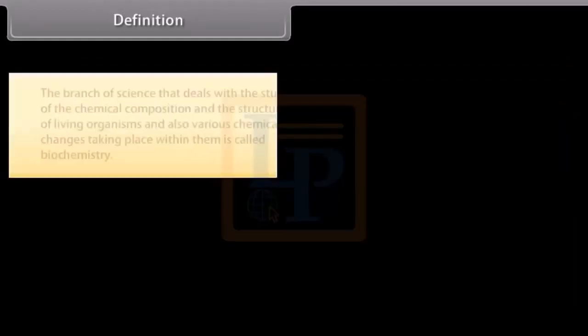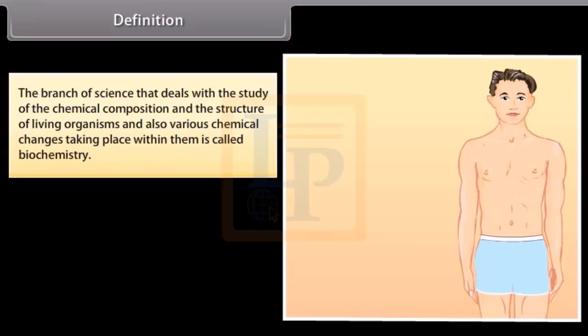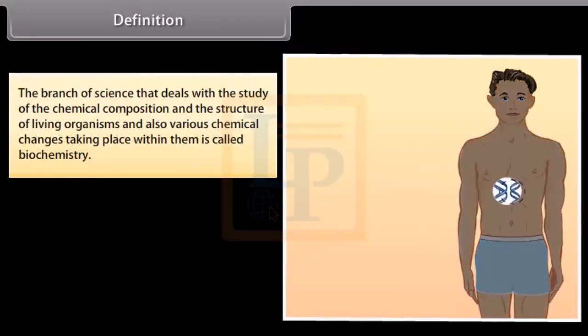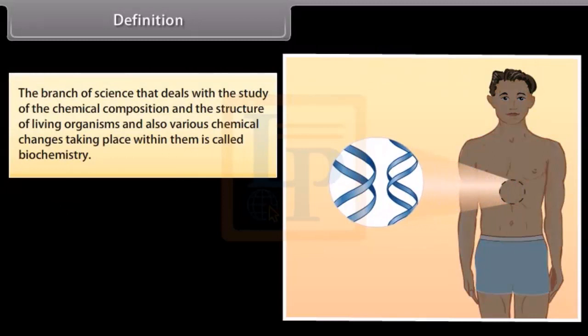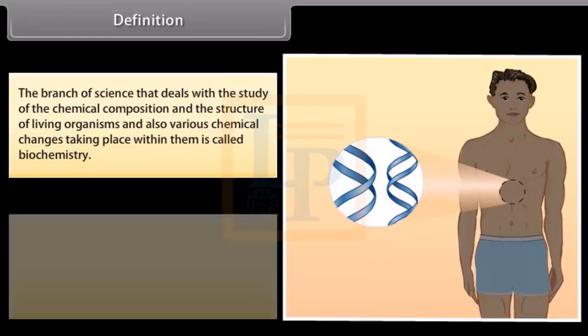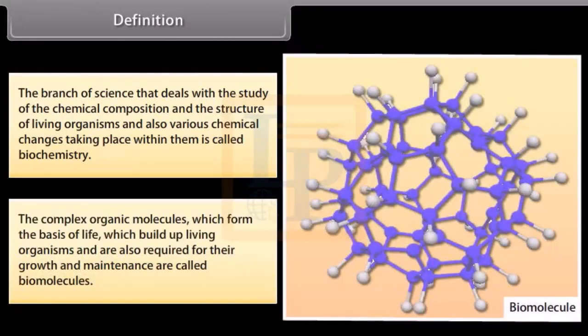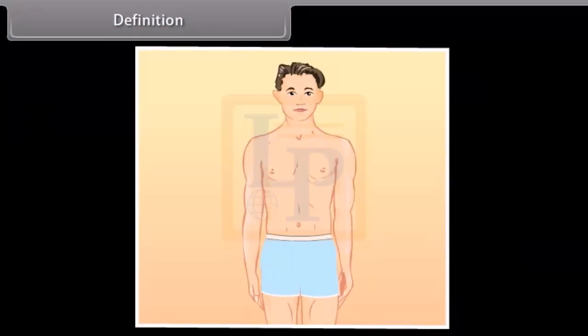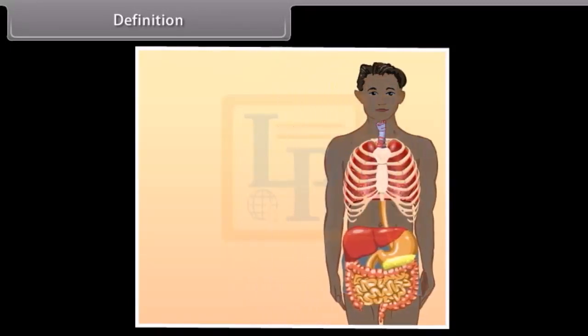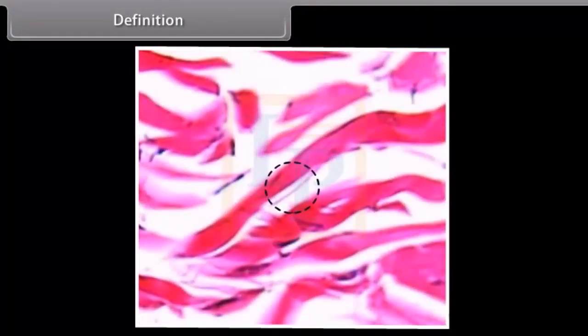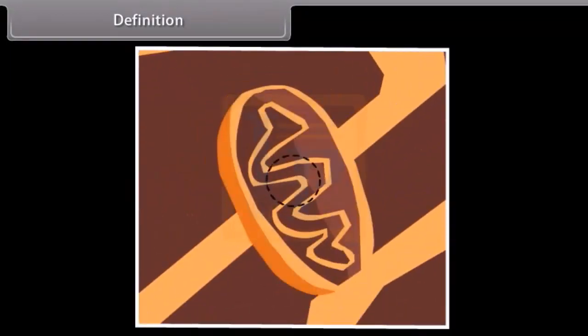Definition. The branch of science that deals with the study of the chemical composition and the structure of living organisms, and also various chemical changes taking place within them, is called biochemistry. The complex organic molecules which form the basis of life, which build up living organisms and are also required for their growth and maintenance, are called biomolecules. Biomolecules are related to the living organisms in the sequence: living organism, organs, tissues, cells, organelles, and biomolecules.